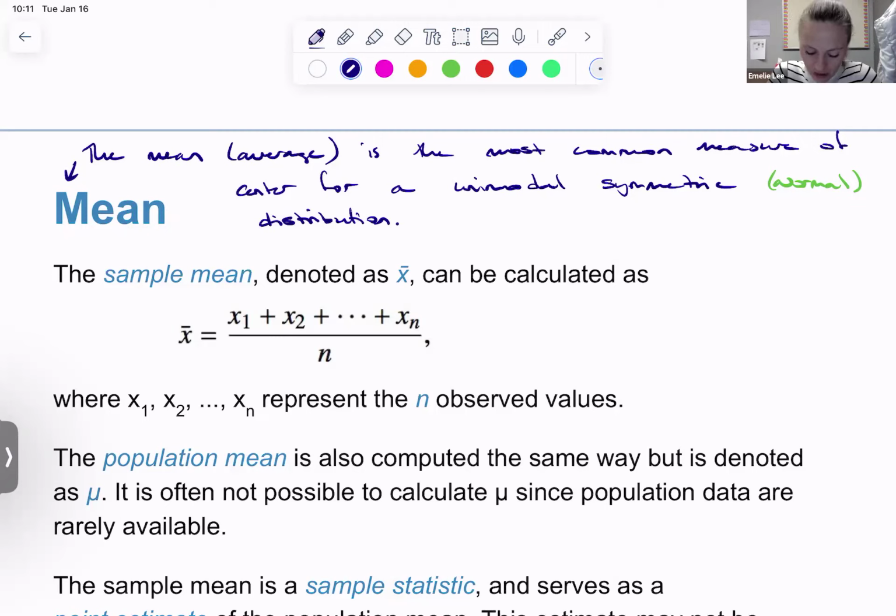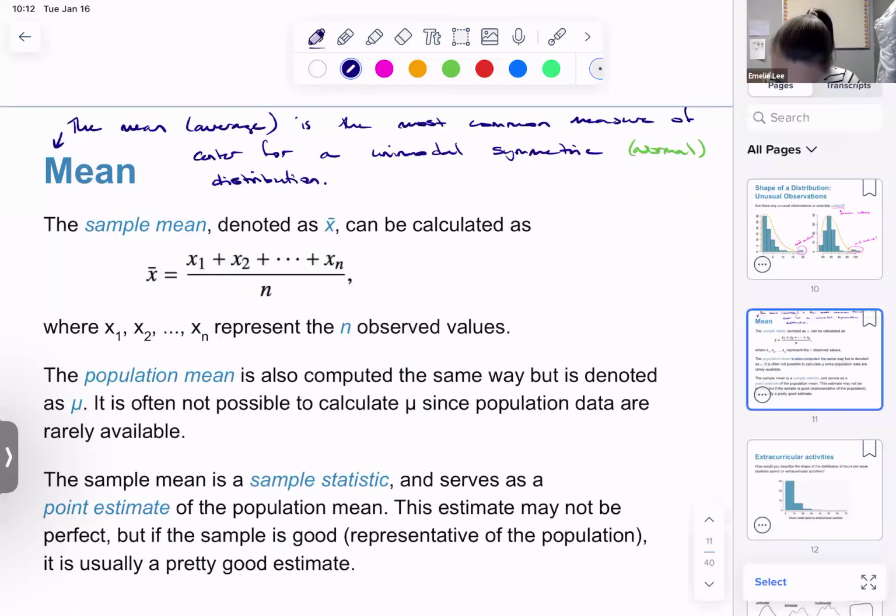Now, some notation. We're going to be talking about the sample mean. Okay, so remember in statistics, we take sample information, but we're trying to learn about the population, which means that if I take a sample average, what am I trying to learn about? I'm trying to learn about the population average, right? And so we need notation and terminology to distinguish between the sample information and the population information.